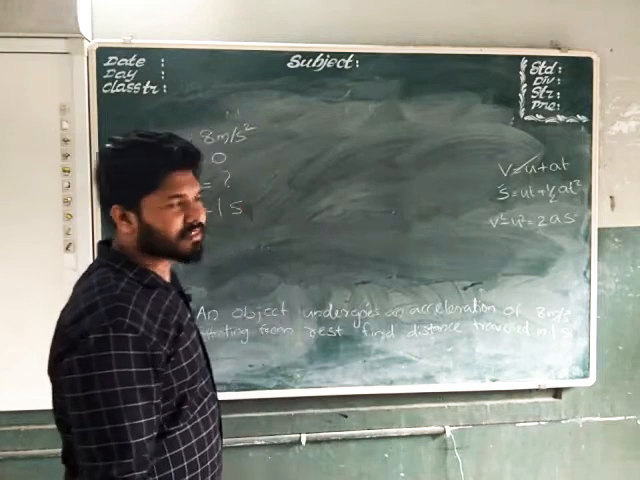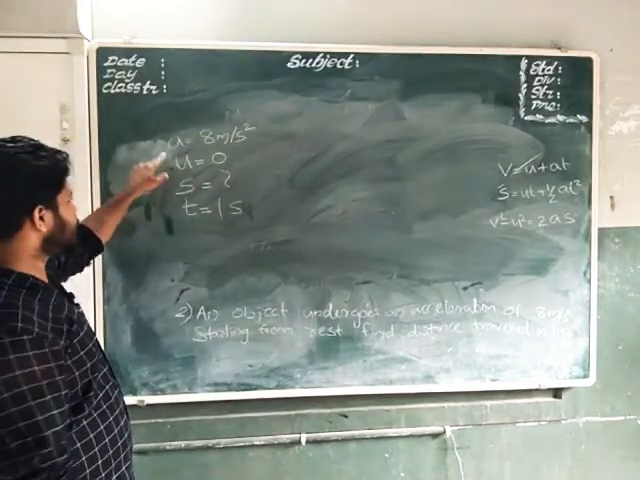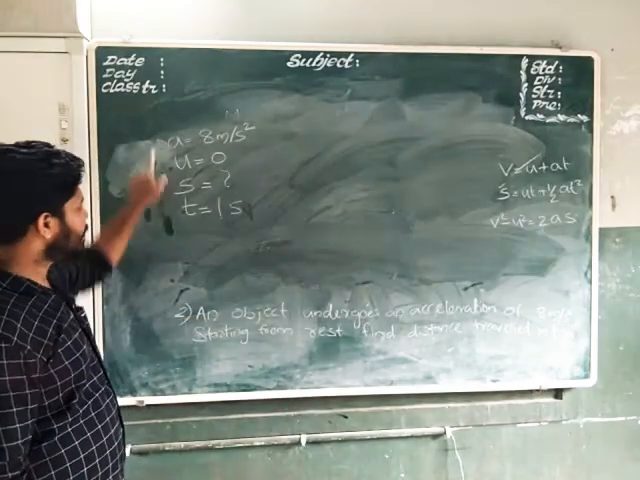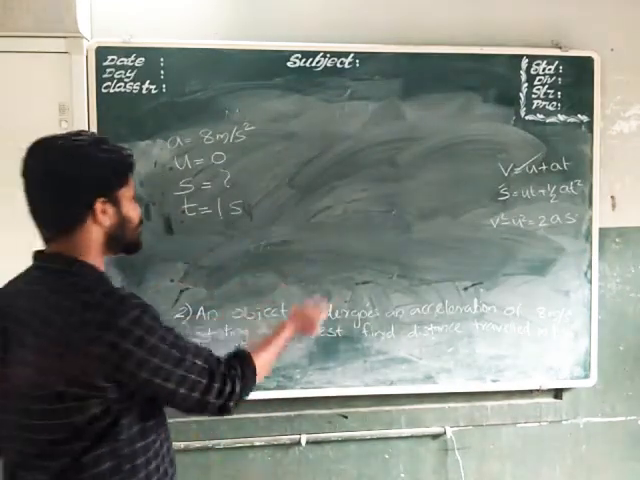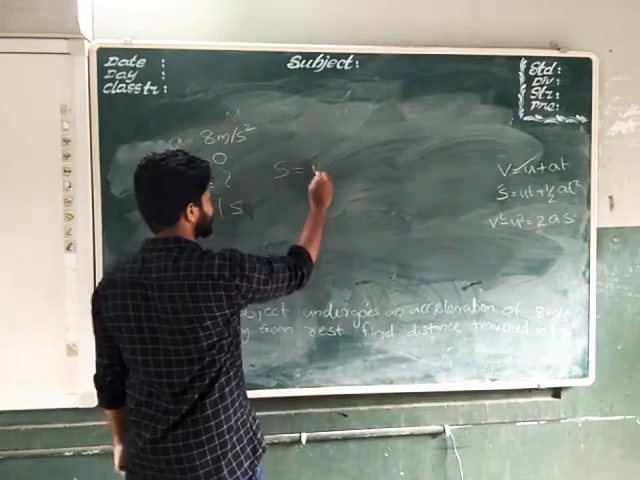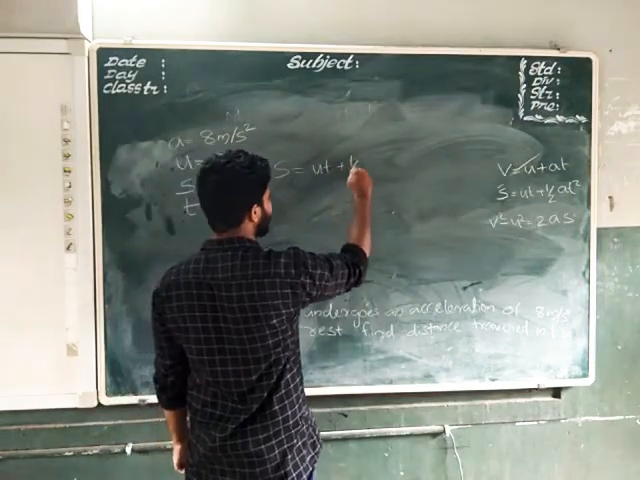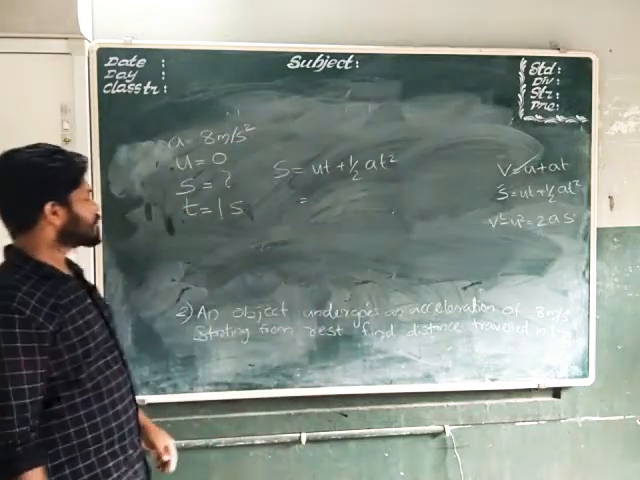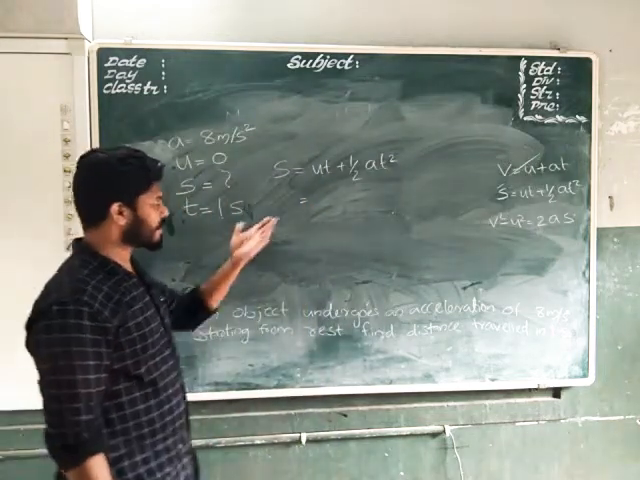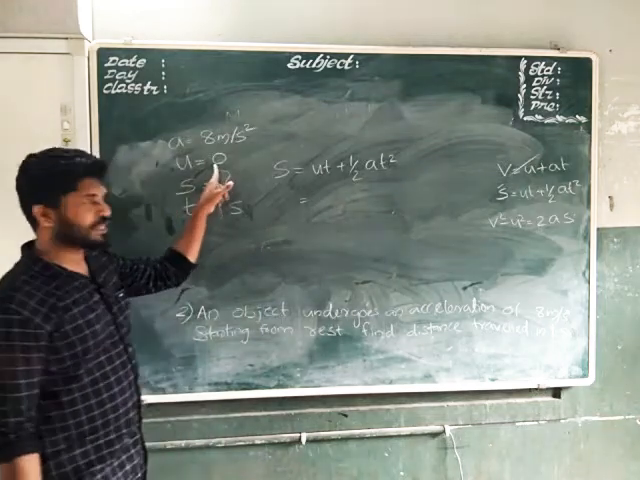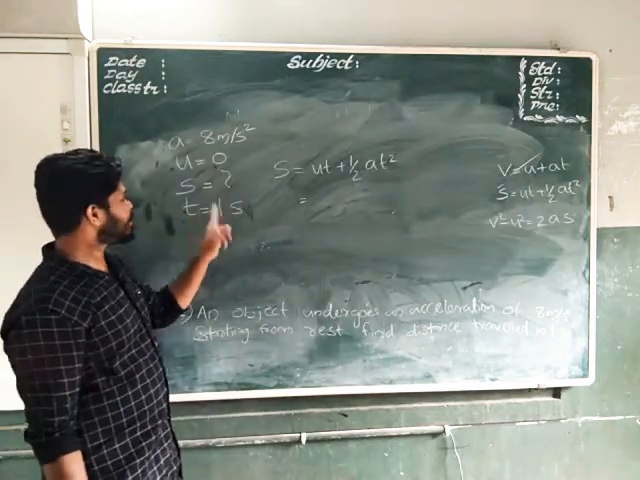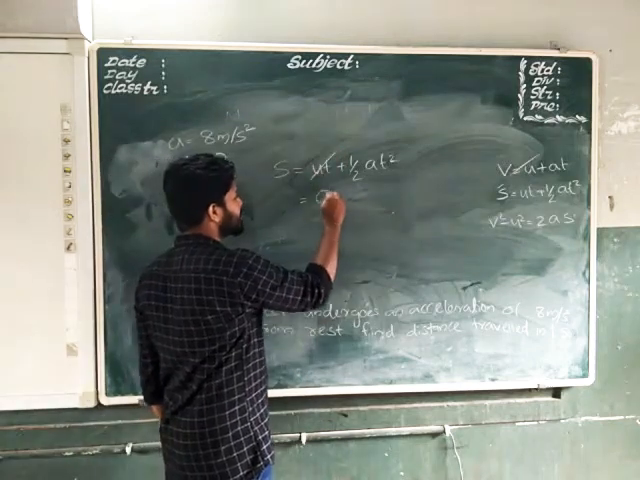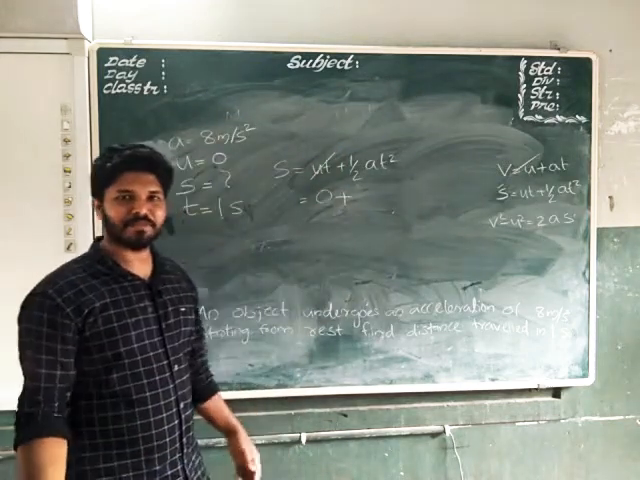U is given, yes, t is given, next one half, a is given, t is given, so we can use that equation. S is equal to ut plus half at square. So we can substitute the values. U equal to 0, so 0 into t is equal to 0, so this term gets cancelled. 0 into any number is 0.